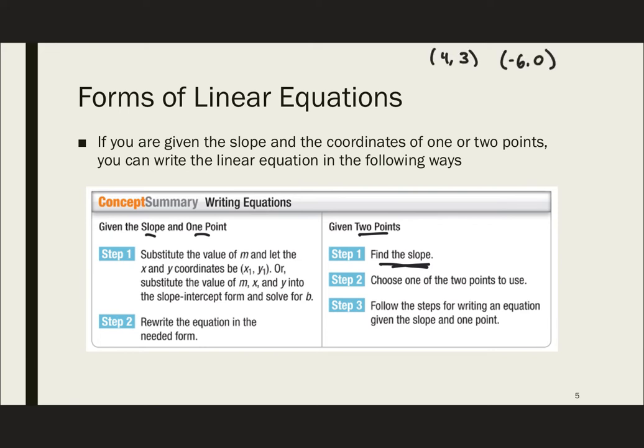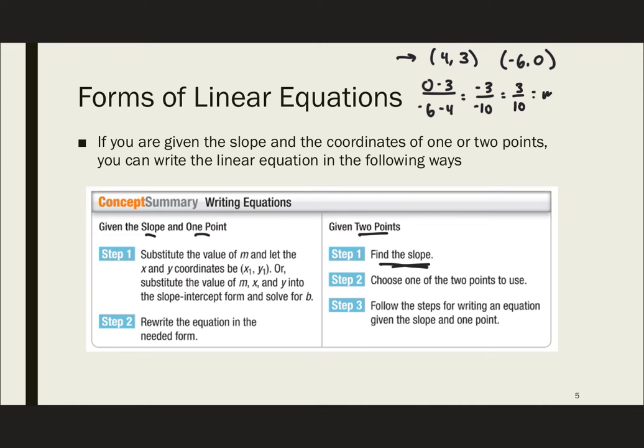Now let's take this problem right here. We have (4, 3) and (-6, 0). The way we would do this is, first off, we need to find the slope. So that's going to be 0 minus 3 over negative 6 minus 4, which is negative 3 over negative 10. Negative over negative is a positive, so you simplify and you get 3 over 10.